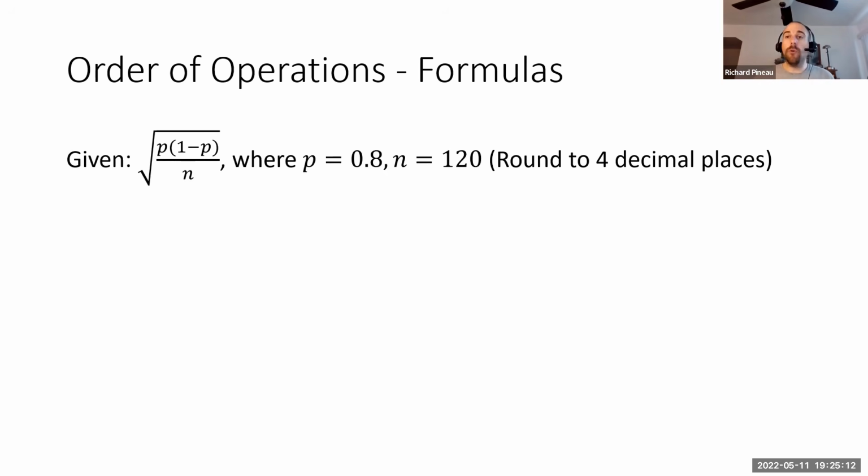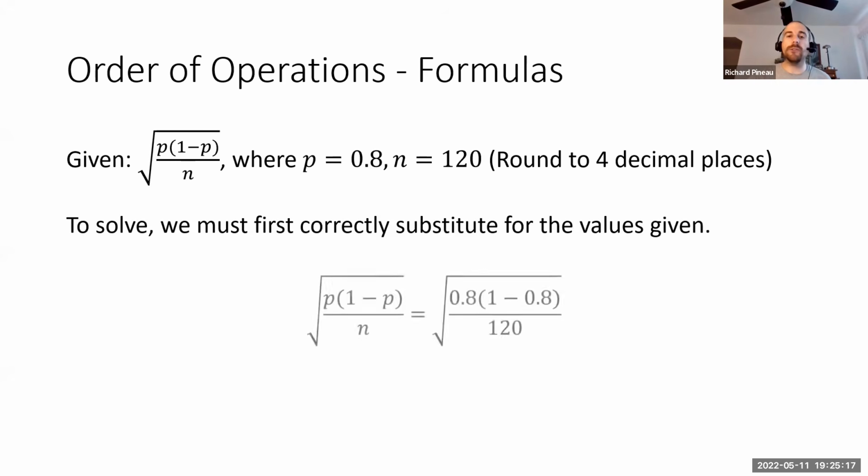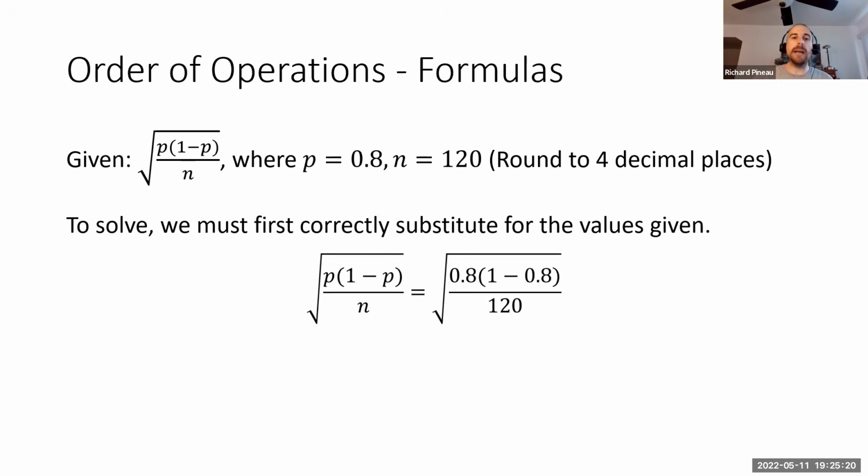Now, this is a formula, and we have to make some substitutions here. We have to correctly substitute the values that we are given. So you'll notice that for p, I put 0.8, and for n, I put 120. Now we have to use order of operations to figure out what exactly we need to do. If we look inside of the square root, there are 2 things happening. I've got a fraction. The numerator of the fraction has 2 things going on: one is a subtraction problem and the other is multiplication. And the denominator is 120. There's nothing I can do with that, so the denominator is ready to go.